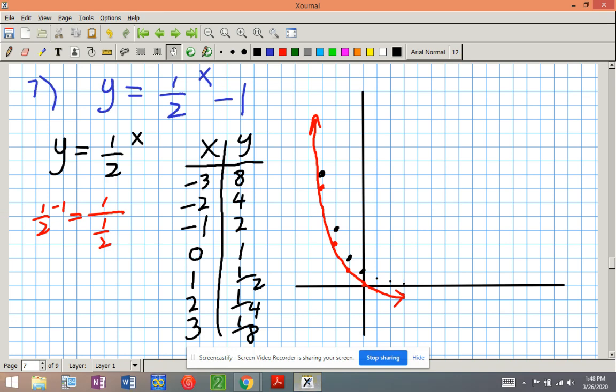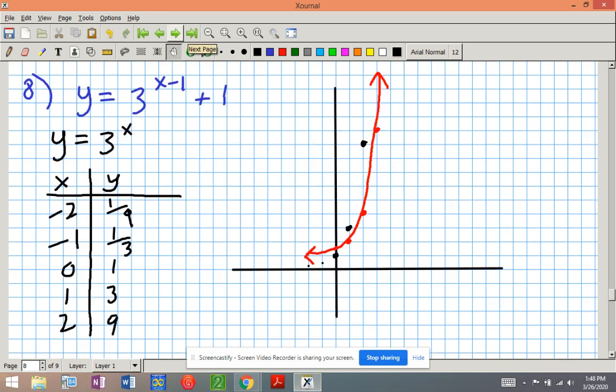Okay, let's take a look at that number 8 there. That's exponential growth. Here we have y equals 3 to the x minus 1 power plus 1. So here we know that once we graph that parent function, we're just going to take those points and move them to the right 1 and up 1. To the right 1 because of the x minus 1 exponent, and up 1 because of the plus 1 on the end.